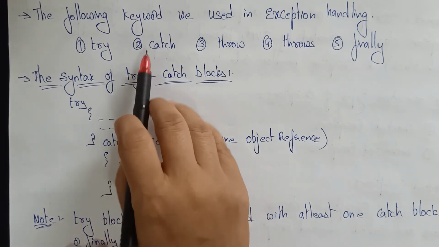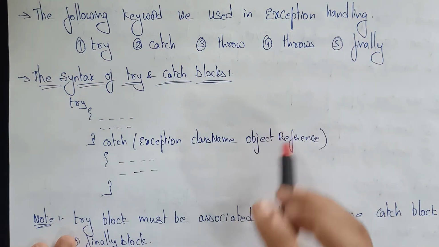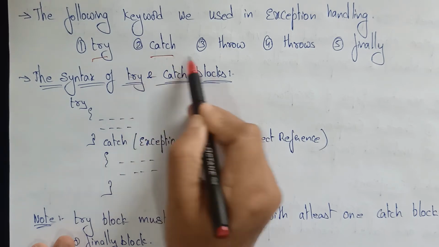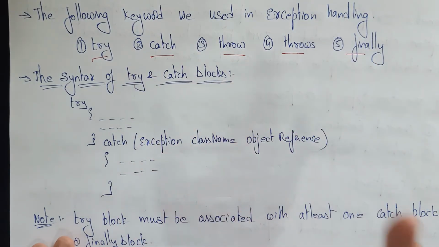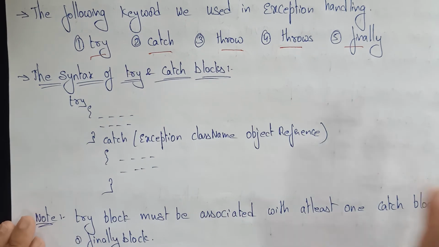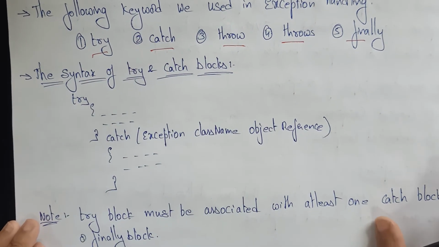So we will use some keywords to handle the exceptions. That is try, catch, throw, throws, finally. These are the 5 keywords generally used in exception handling. Okay, mostly we will go for the try and catch blocks.